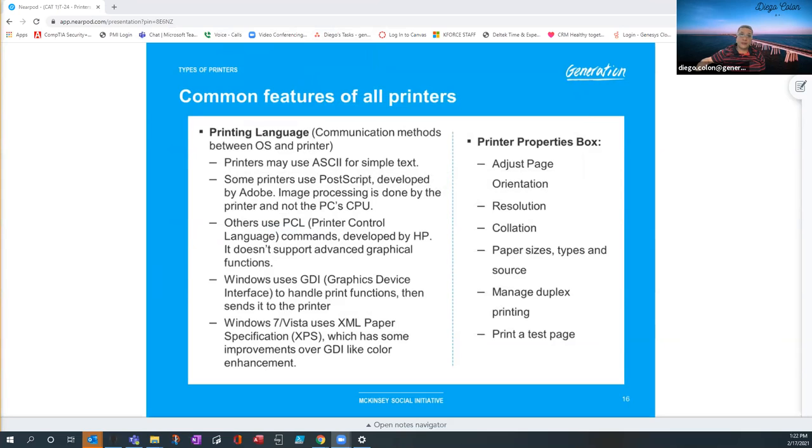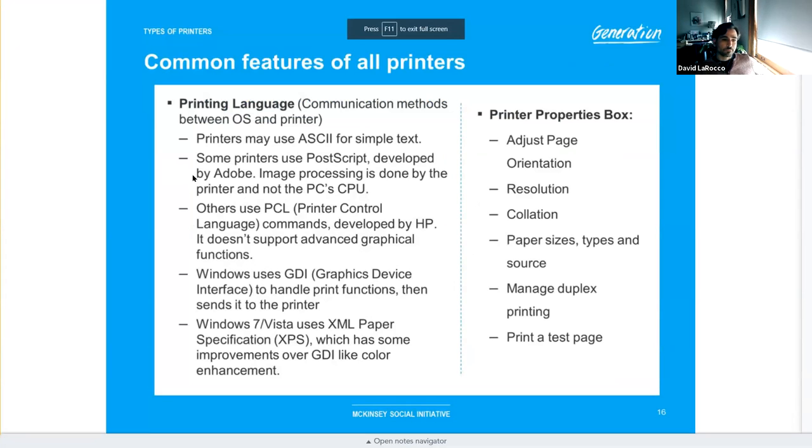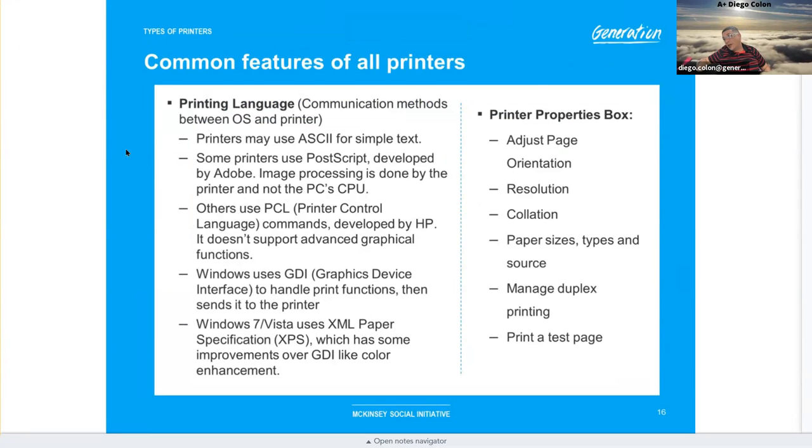Anyone know what collation is? Sure, it's when it sorts the pages in the order of the file for you. Thank you. Some printers, as long as you're doing it through the actual OS itself, you should be able to select if it's going to do it. In other words, you want 11 copies of the exact same document. Do you want it to print page 1 eleven times and then page 2 eleven times? Or do you want it to actually do 1, 2, 3 up to 11 and then repeat that 11 times, printing it out in its given order?